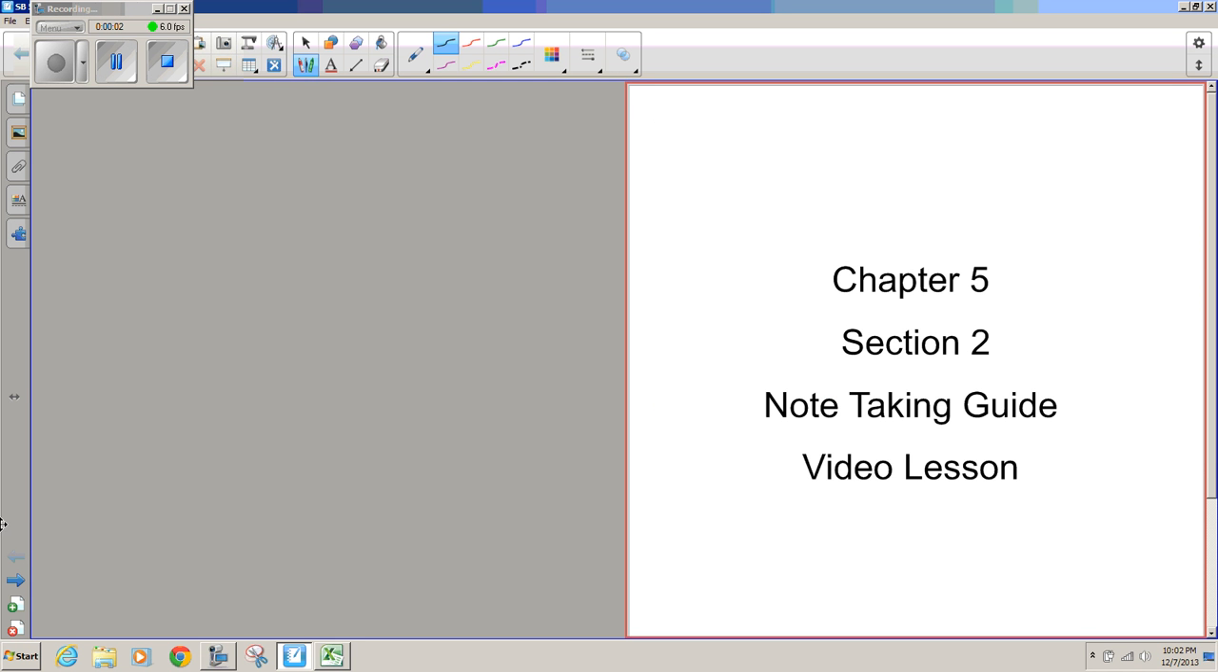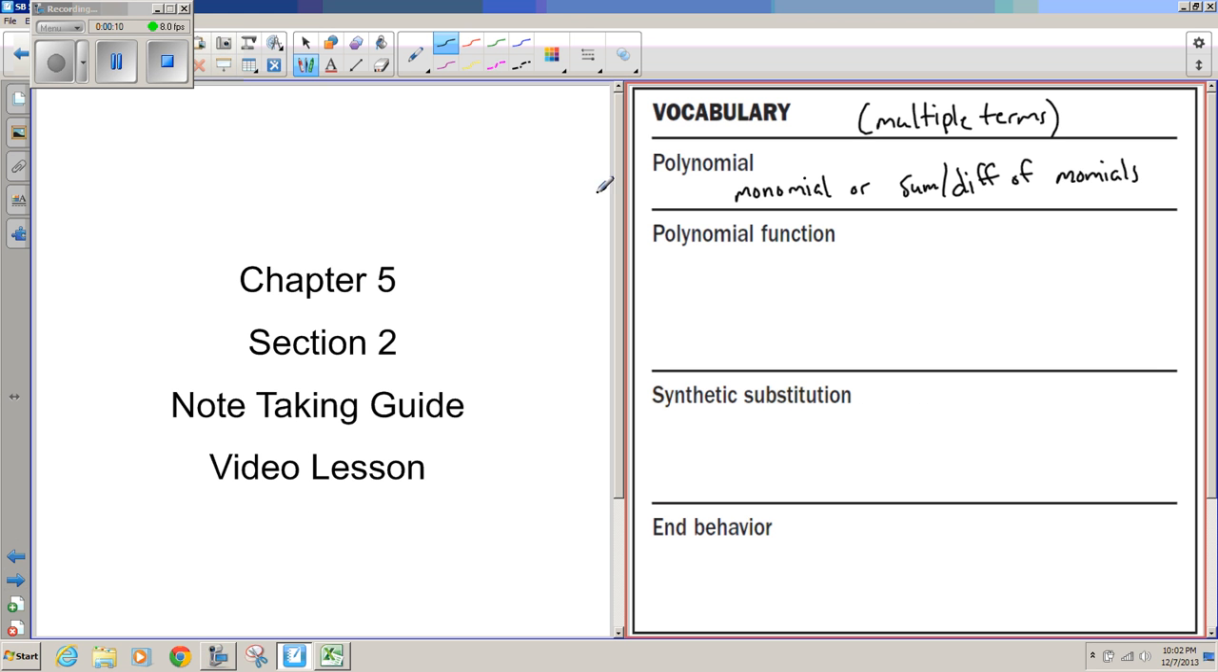Welcome to Chapter 5, Section 2, entitled Evaluate and Graph Polynomial Functions. As always, we'll do some vocabulary. A polynomial is first up. It's a monomial, or the sum/difference of monomials. Basically what it means is it's multiple terms. So a polynomial will look something like x squared plus 3x plus 4. Each of these is a monomial, and it's the sum of monomials.